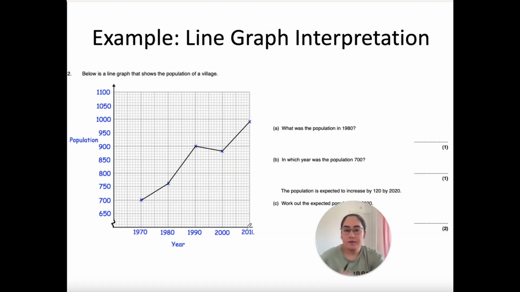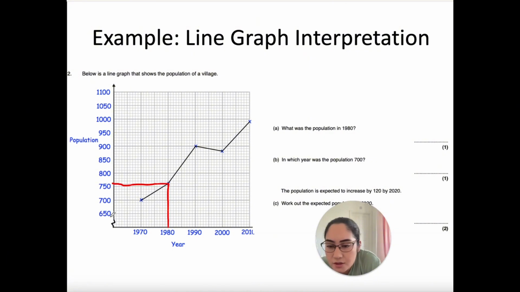Right, now we're looking at a line graph. It says below is a line graph that shows the population of a village. The x-axis represents the year, the y-axis represents the population. What was the population in 1980? Okay, we find where 1980 is over here, and we want to know the population. So use a ruler for this. So 1980, then we go up to the line, and then across to the population, which is that one there.